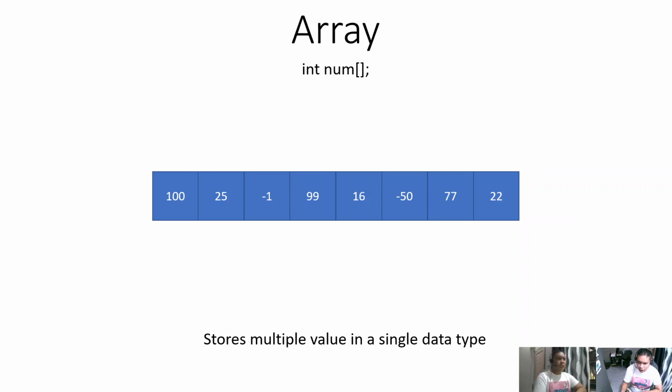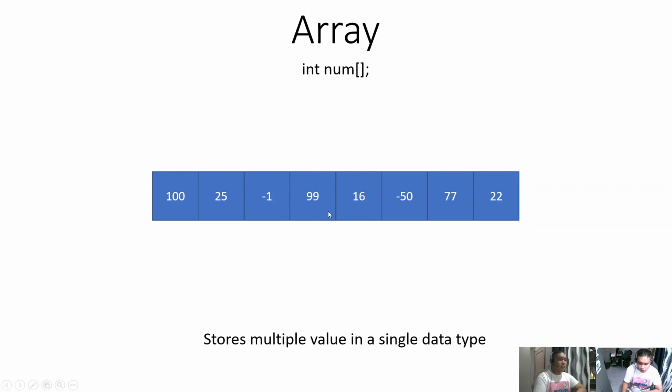You can use arrays with the basic data types in Java. You can use it on char, on boolean, on float, and double. And I could also use a String array. Meaning you can store multiple values in a single data type.